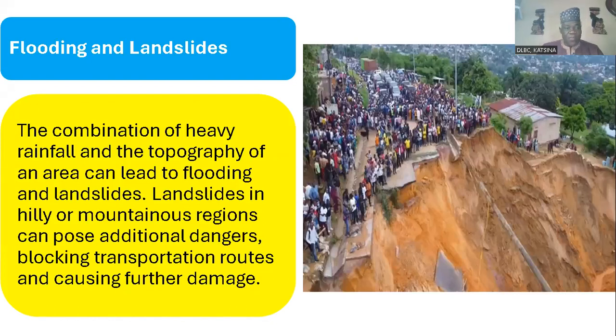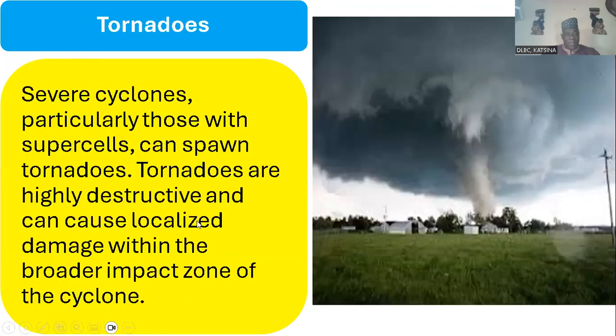Then you have landslides. A combination of heavy rainfall and the topography of an area can lead to flooding and landslides. Landslides in hilly or mountainous regions can pose additional dangers, blocking transportation routes and causing further damage.